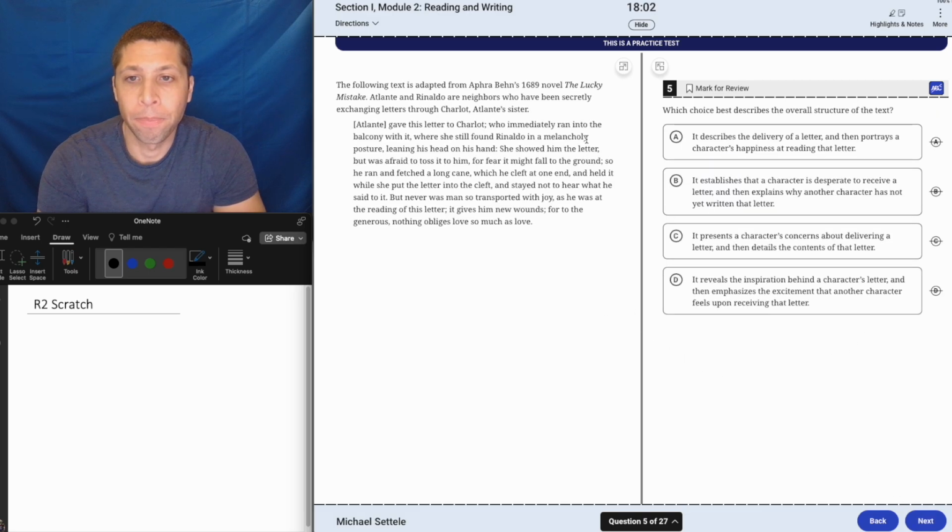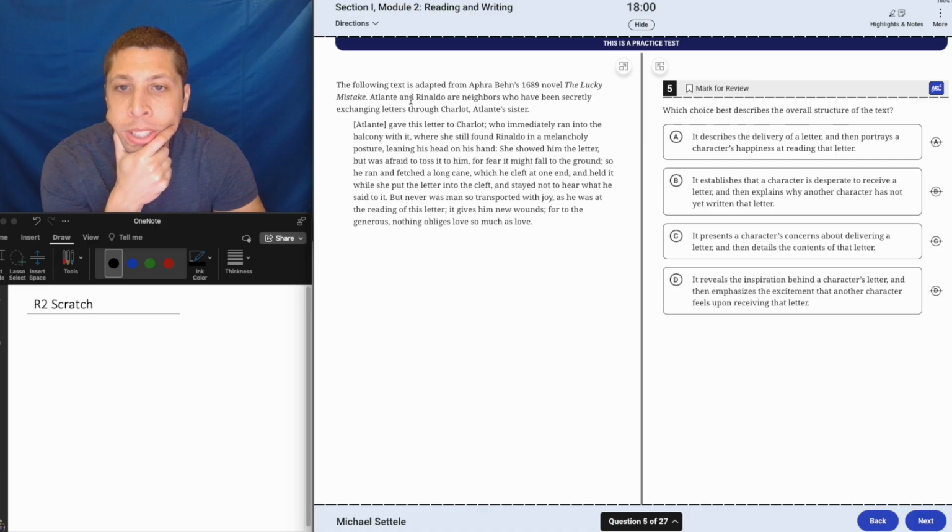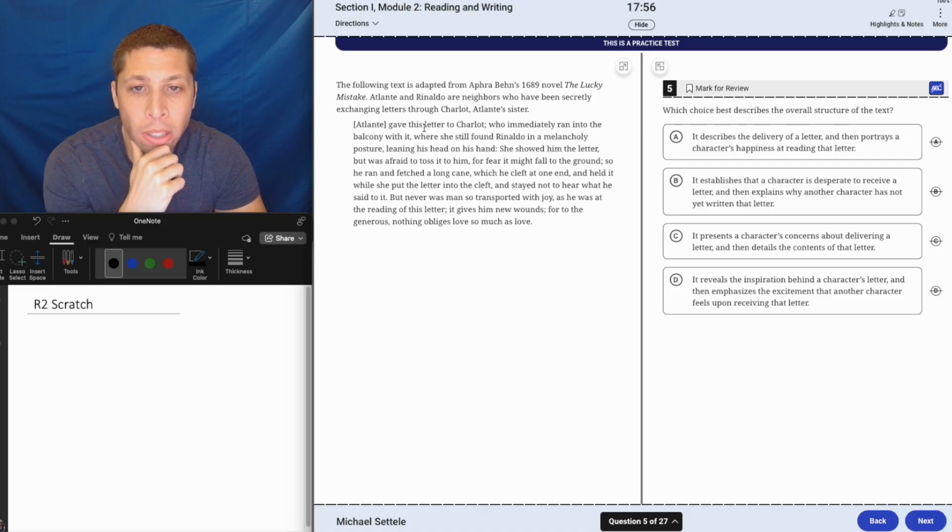Okay. Overall structure. Atlanta and Ronaldo are neighbors who have been secretly exchanging letters. Okay. Atlanta gave this letter to Charlotte, who immediately ran into the balcony with it, where she still found Ronaldo in a melancholy posture, leaning his head on his hand. She showed him the letter, but was afraid to toss it to him for fear it might fall to the ground. So he ran and fetched a long cane, which he cleft at one end and held it while she put the letter on the cleft and stayed not to hear what he said to it. But never was man so transported with joy as he was at reading this letter. It gives him new wounds, for to the generous nothing obliges love so much as love.